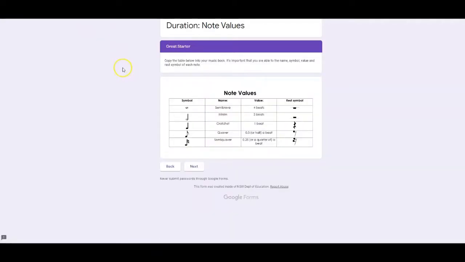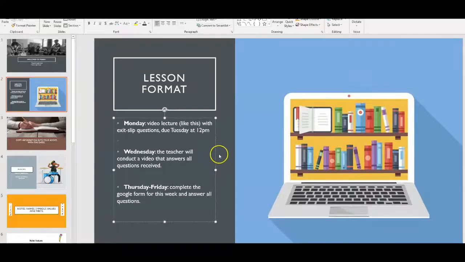That is due by Tuesday at 12 p.m. Then your teacher will collect all the questions received by all the students and make a video that answers all those questions. Then Thursday and Friday, you have a chance to complete another Google form, which will be a quiz based on all the information we learn about in this lecture.